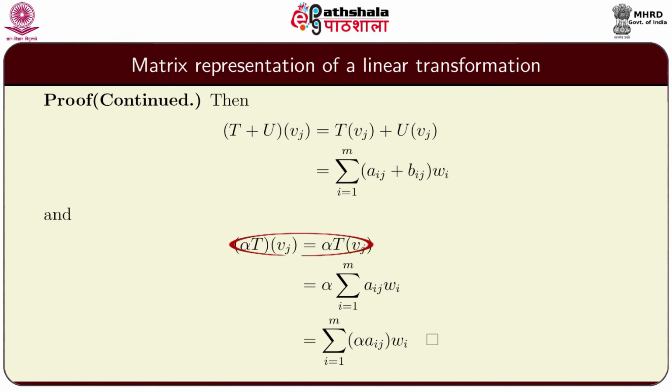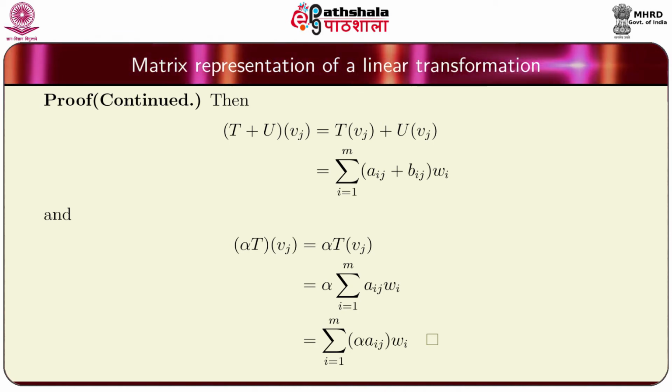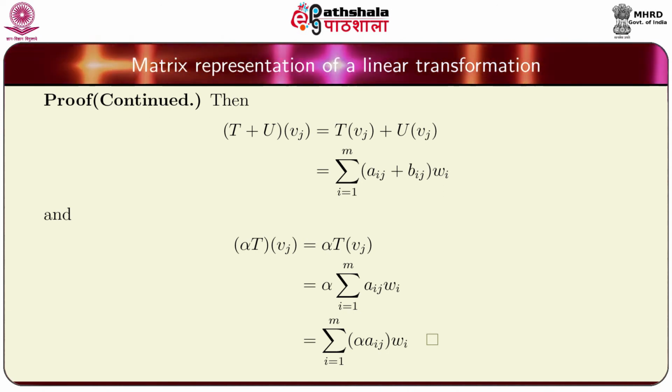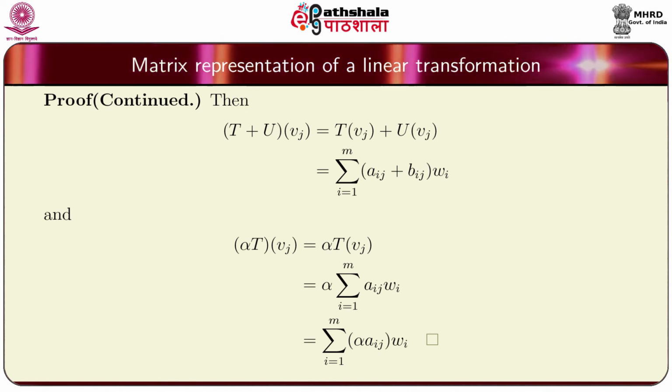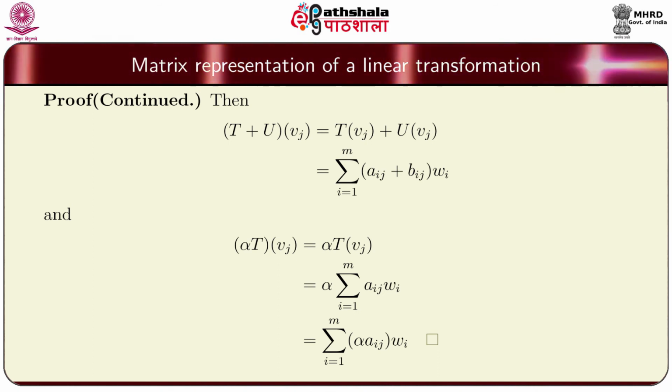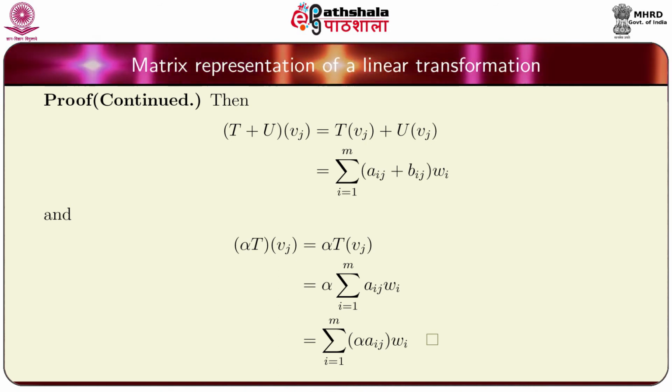and similarly alpha T of Vj would be alpha times T Vj, and that is alpha times summation of Aij Wi, summation over i equal to 1 to m, and therefore if we absorb alpha inside, then alpha Aij's would be the scalars giving rise to the matrix whose ijth entry would be alpha Aij.